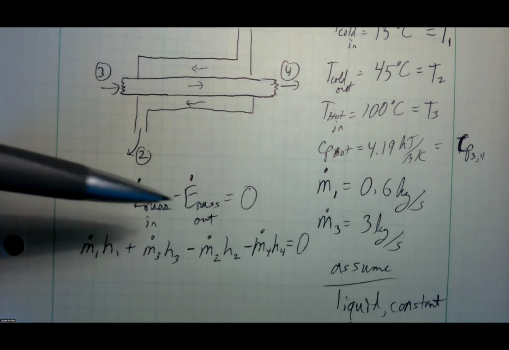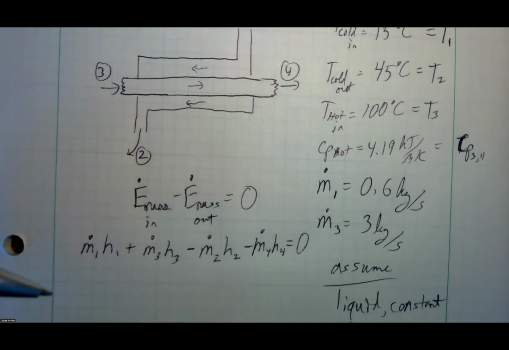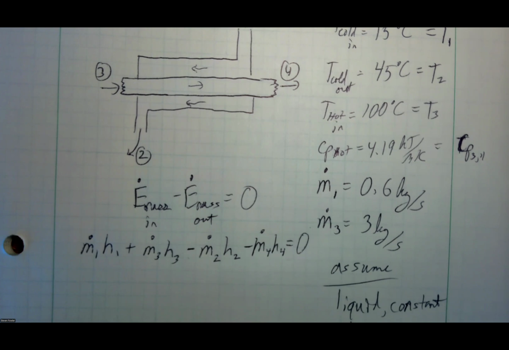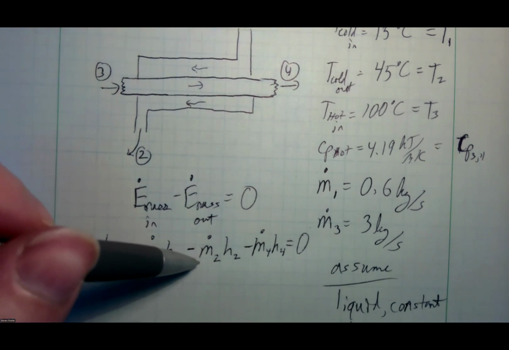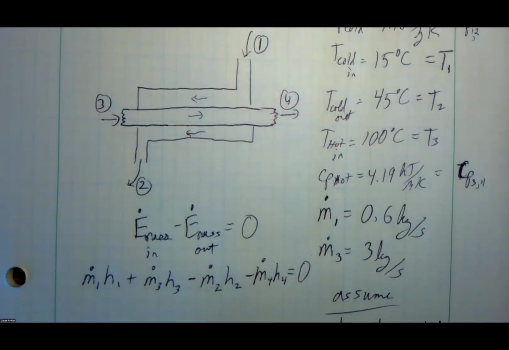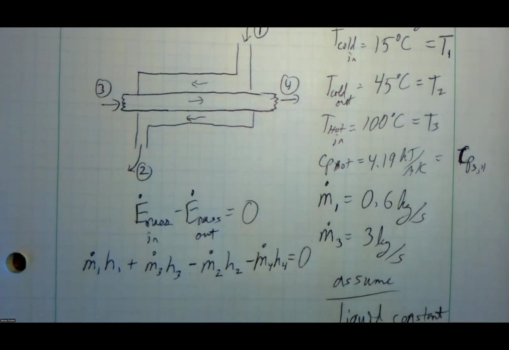Let's look at the mass flow rates. I know m dot 1 and I know m dot 3, so these are known. What about m dot 2 and m dot 4? Pause here if you don't have an answer for this. Really think about how I find m dot 2 and m dot 4 given this setup. What do you think? Go ahead and pause here and come back.